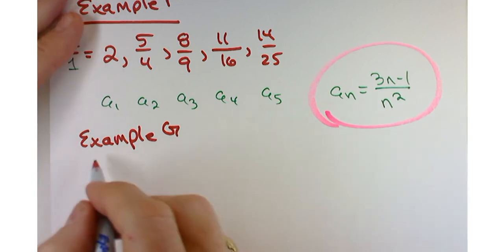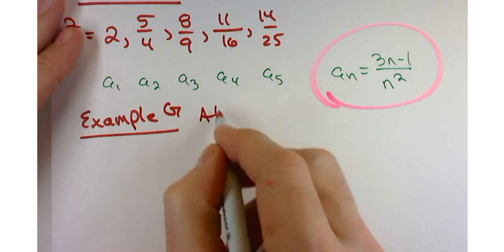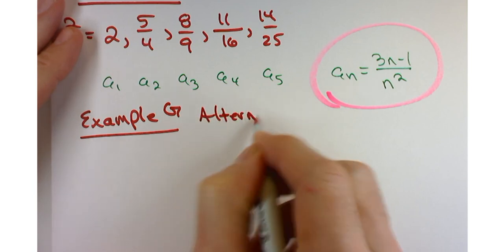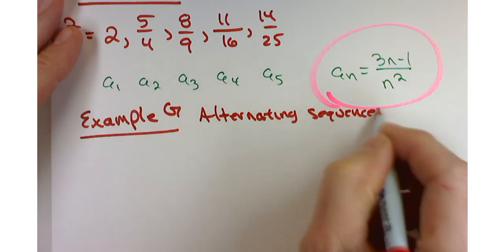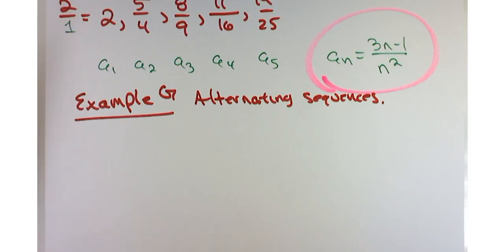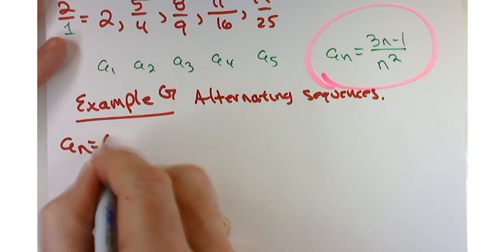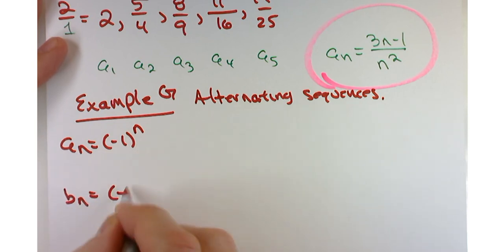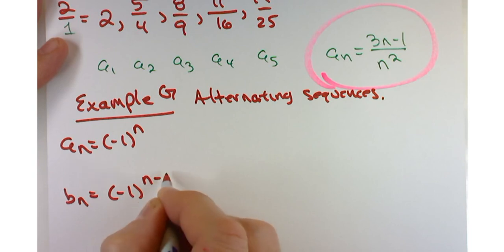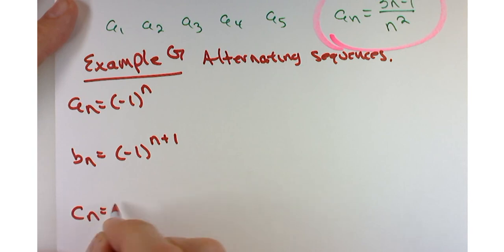Before I do example G, let's talk about alternating sequences. I'm going to write down 3 of them. A sub n is going to be negative 1 to the nth power. B sub n is going to be negative 1 to the n minus 1 power. Now we'll do plus 1, and then we'll do minus 1 down here. C sub n is going to be negative 1 to the n minus 1 power.